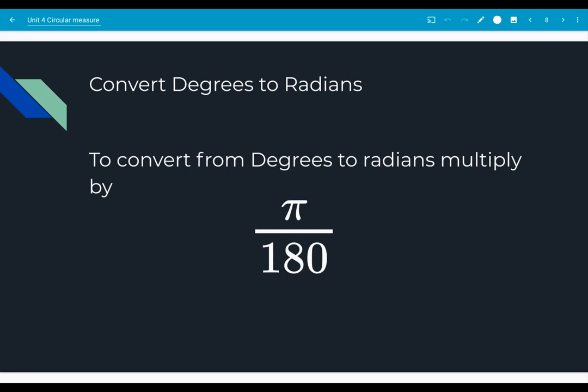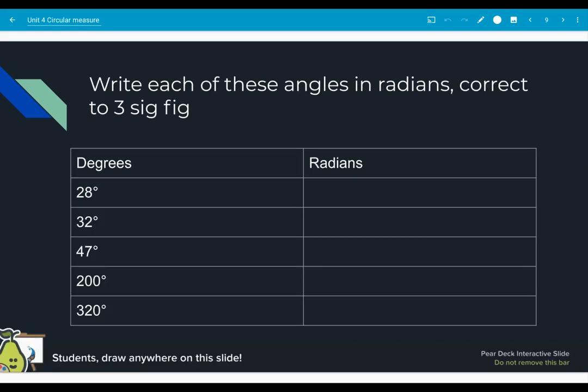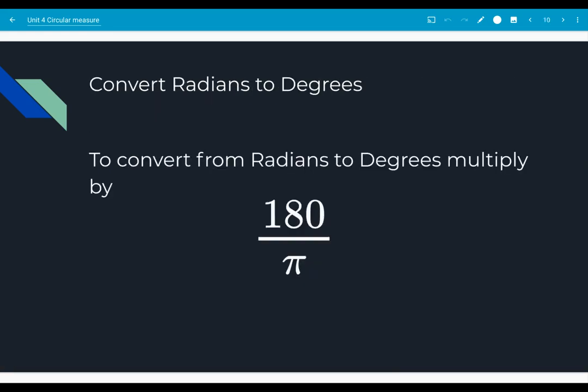So to convert from degrees to radians, you multiply by pi over 180. If you think of it as a ratio, if I am in degrees and I want to go to radians, my ratio needs to be radians over degrees. So it's going to be 2 pi over 360, and then that fraction reduces to pi over 180. So that's where this ratio comes from. To go the other way, to convert from radians to degrees, your ratio is just flipped.